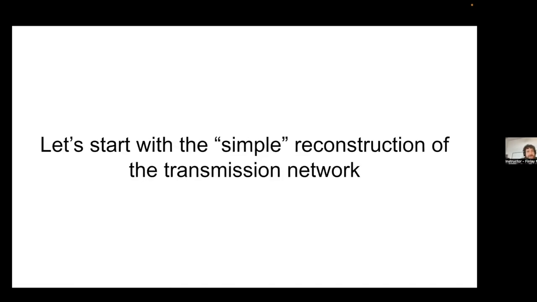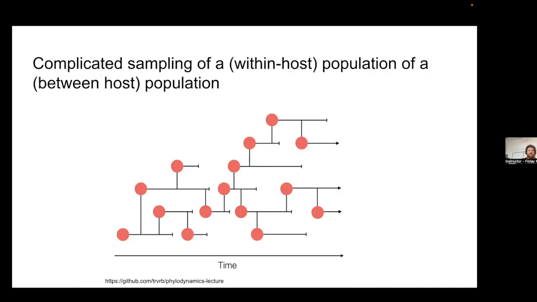So let's start with the simple part of phylodynamics, the simple idea here, and the simple end of analysis, which you'll see is not necessarily simple, of trying to reconstruct a transmission network from the phylogeny. So not dealing with any of those complex epidemiological and evolutionary features, but literally just going from the phylogeny back to that underlying transmission network.